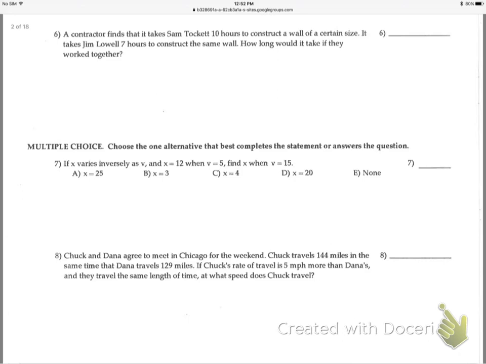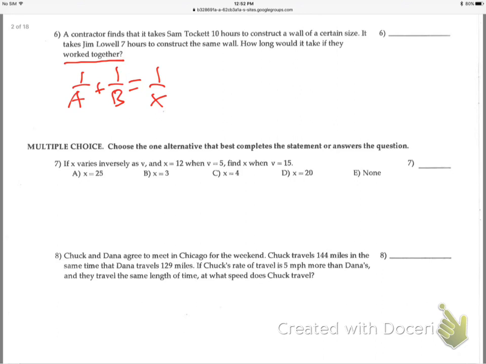A contractor finds that it takes Sam Tuckett 10 hours to construct a wall of a certain size. It takes Jim Lowell 7 hours. Working together, what's the formula for working together? Yeah, 1 over A plus 1 over B is 1 over X. Remember that? That's what we always use. So you've got to put that on your 3x5 card, unless you've got it memorized. 1 over A plus 1 over B is 1 over together, 1 over X. Right? That's what we use for working together.